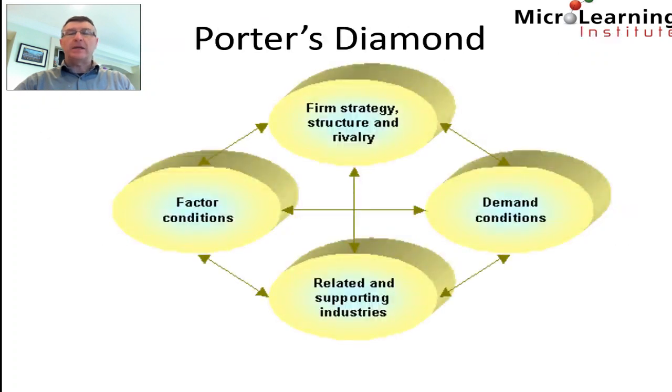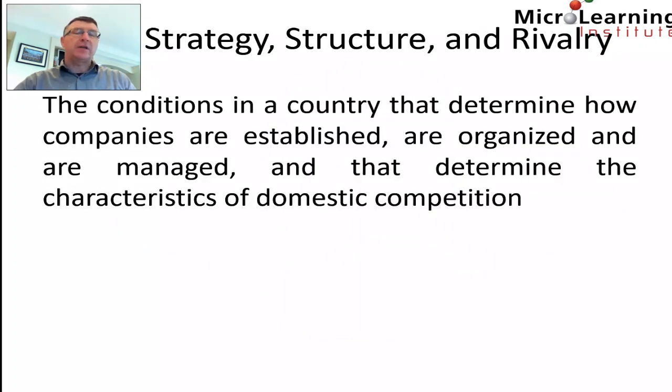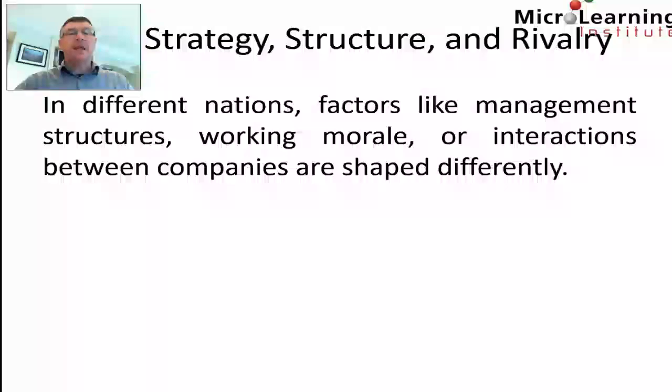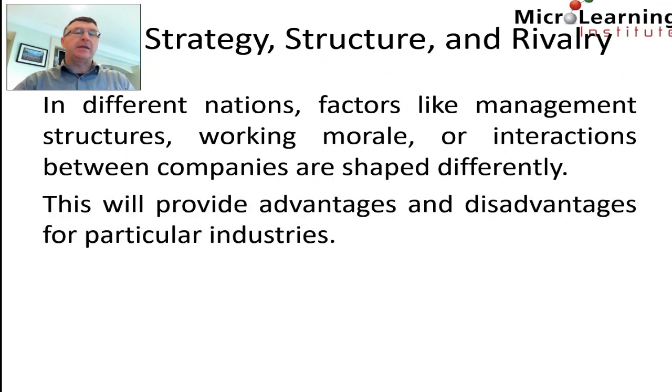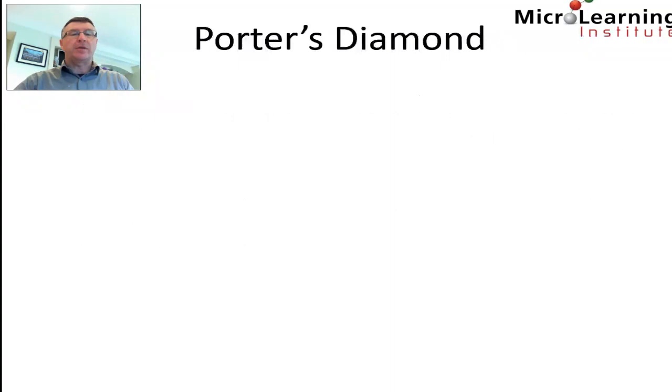Next, we look at the firm's strategy, structure and rivalry. And these are the conditions in a country that determine how companies are established, how companies are organized, how companies are managed, and the factors that determine the characteristics of domestic competition. In different nations, factors like management structures, the working morale or the interactions between companies are shaped differently. And again, this shaping will provide advantages and or disadvantages for particular industries.